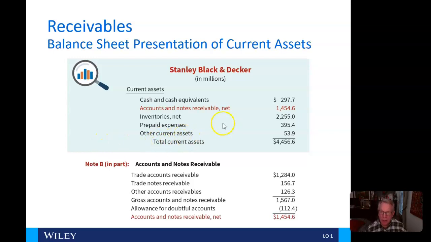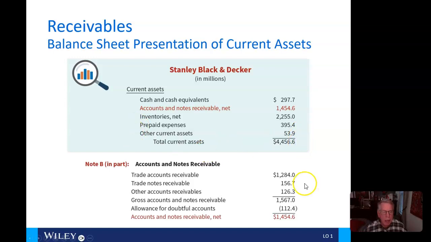Here we were looking at receivables and how we present them. And here we see Stanley Black & Decker. They have their cash equivalents. They have accounts and notes receivable. Notice the term net there. That's after our allowance for doubtful accounts has been subtracted. And inventory, same thing, net. That's where we're going to subtract out the lower of cost or market, net realizable value, that kind of thing. Then we have our prepaids and other current assets.